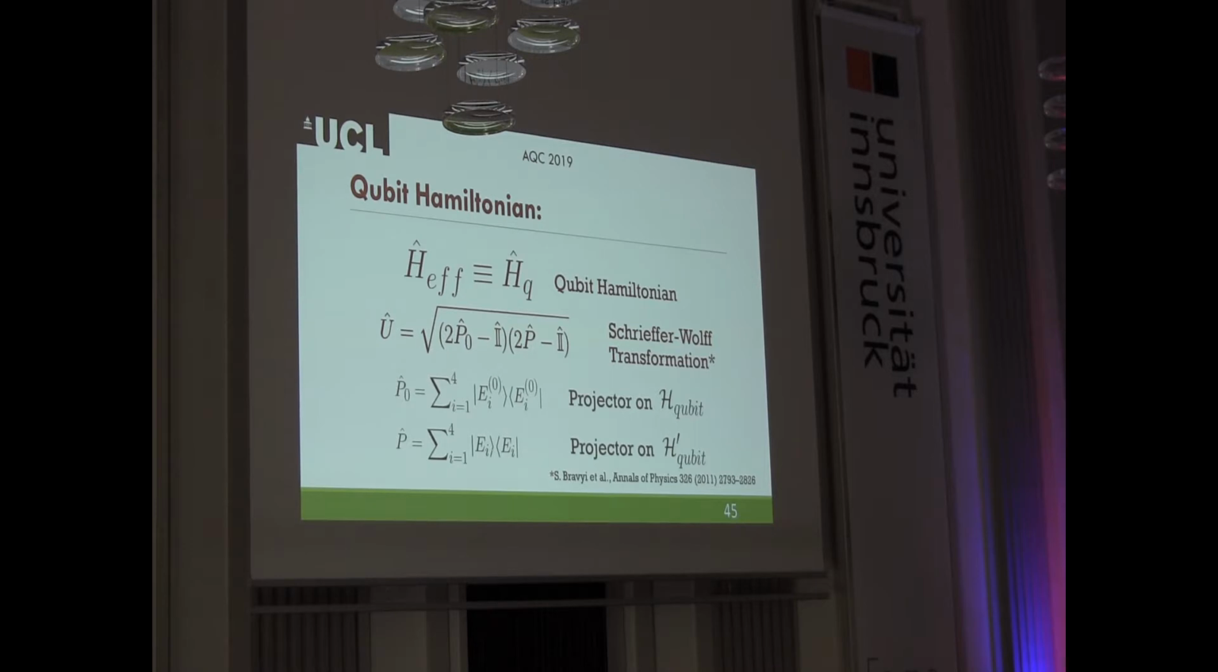To find the Schrieffer-Wolff transformation numerically, I use this definition from this Bravyi-DiVincenzo-Loss paper. And all we need is to find these two projectors on H qubit and H qubit prime. So we need to find, in this case, the lowest four energy eigenstates of H naught, the unperturbed Hamiltonian, and H, the total Hamiltonian.